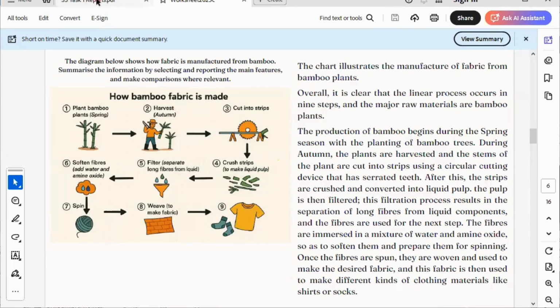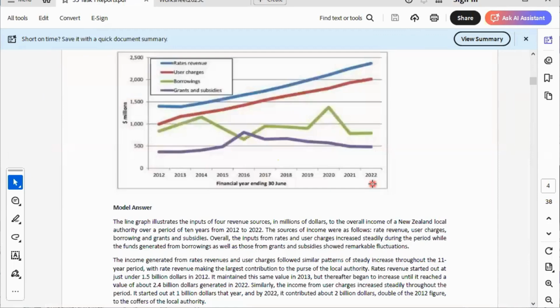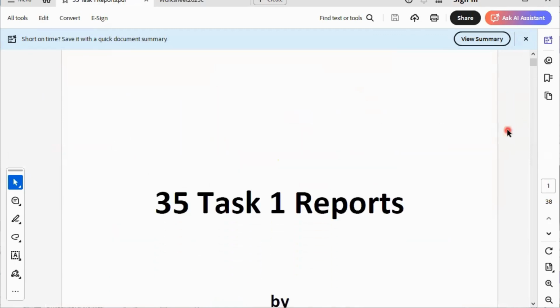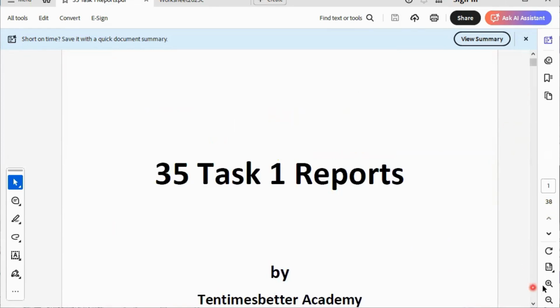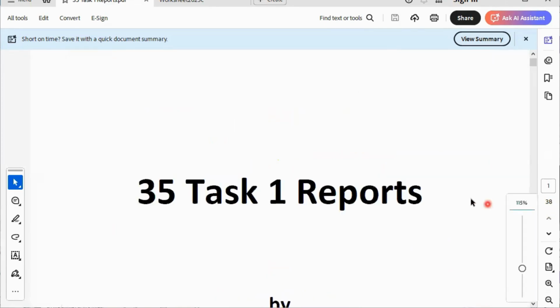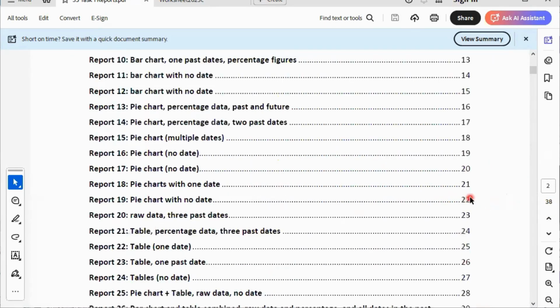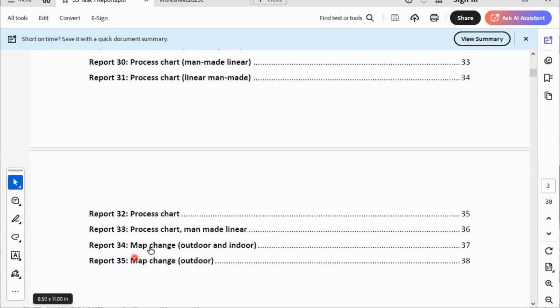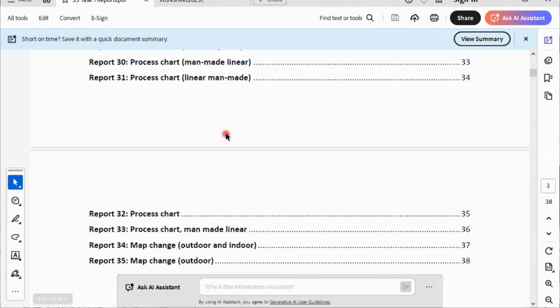I'm going to share this PDF file with you. I have a PDF compilation of 35 task 1 reports. I'm going to share it with you so that you can see plenty. There are lots of examples here, lots of examples of process charts, from report 28 to 33. Then we have maps too. Okay, I'm going to share it with you.